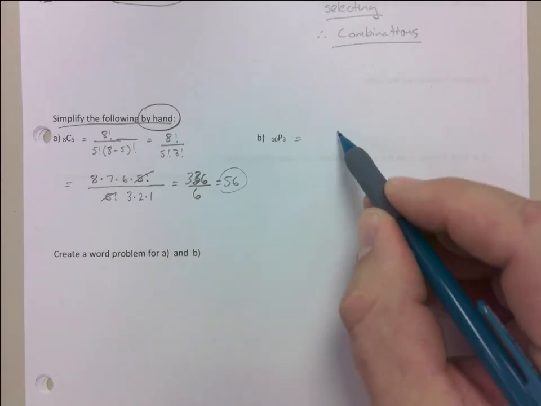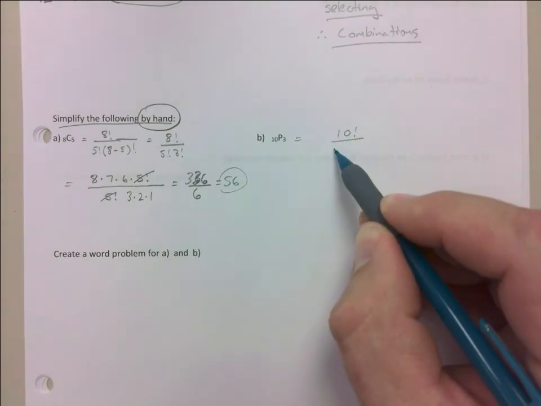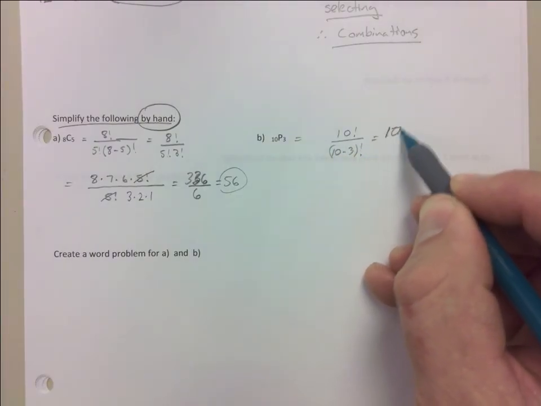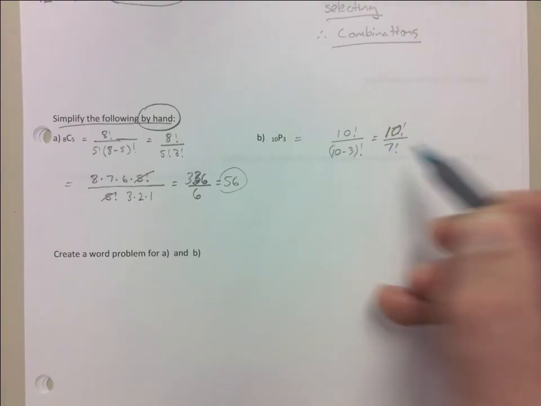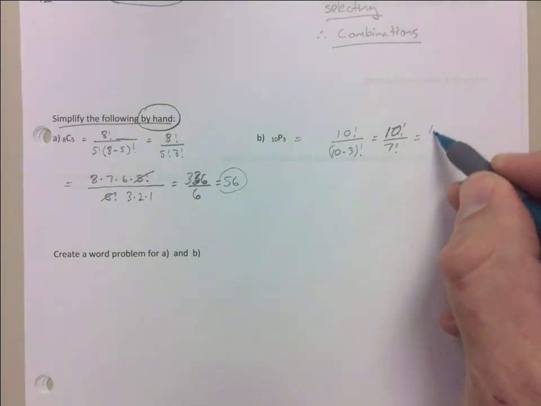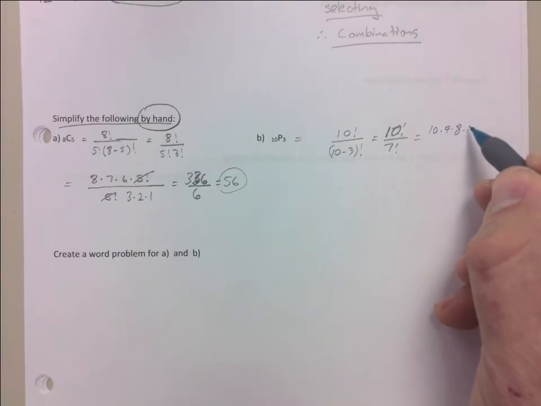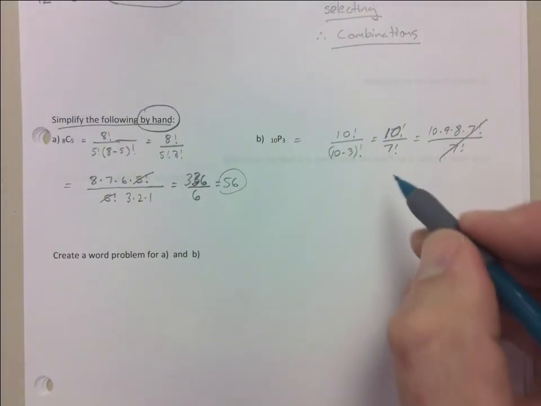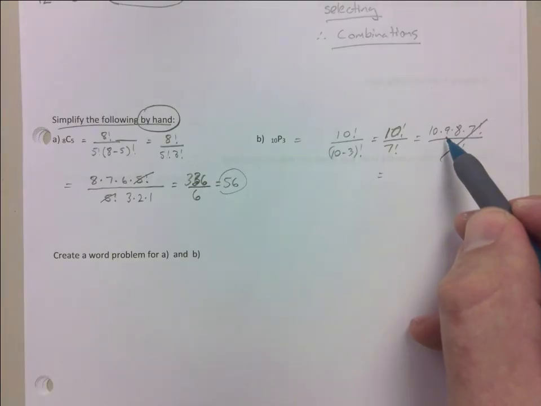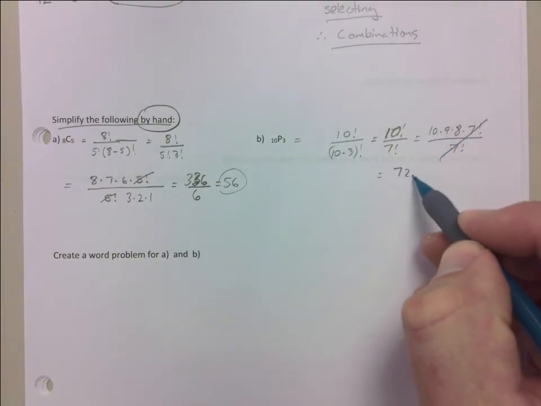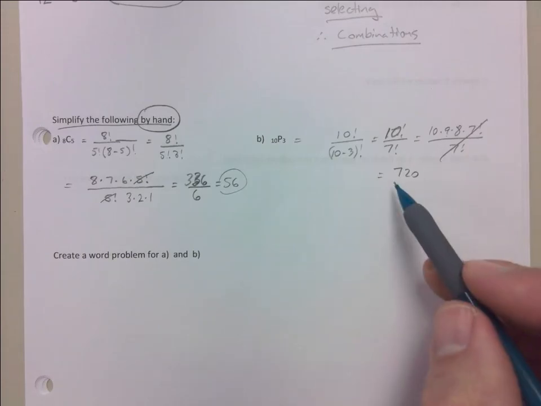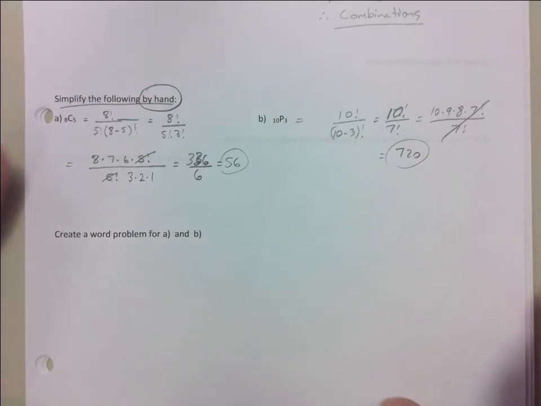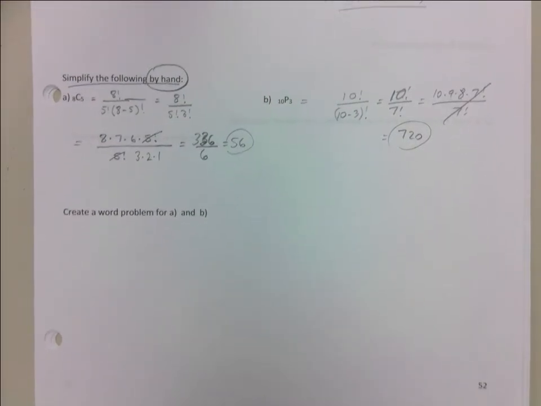nPr, this is the permutation. That's easier. 10 factorial over 10 minus 3 factorial. So that's really 10 factorial over 7 factorial. You just have to cancel out the denominator really. Like that. Cancel out the 7 factorials. And that would be 72 times 10, 720. So there we go. So that's how you do that, okay? You'll get to practice a little bit later.